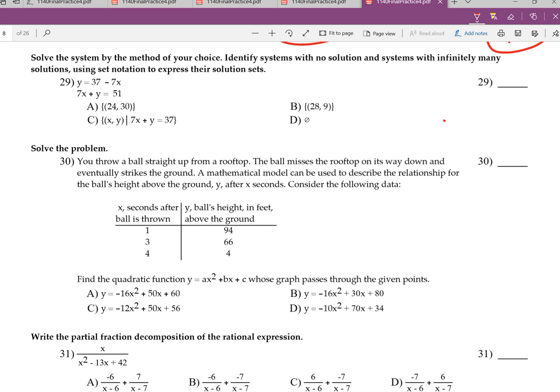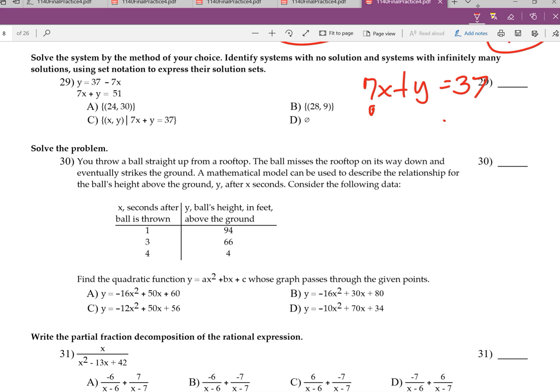Feels special. Anyway, alright, so we have 7x plus y equals 37. And I'm going to rearrange this one so you have 7x plus y equals 51.